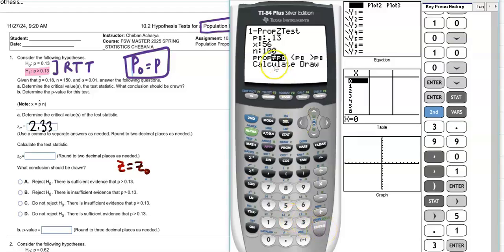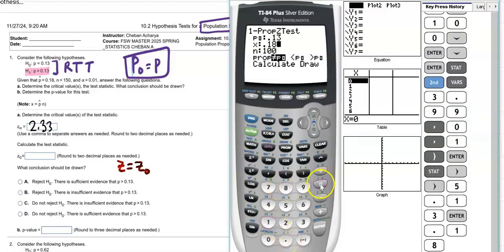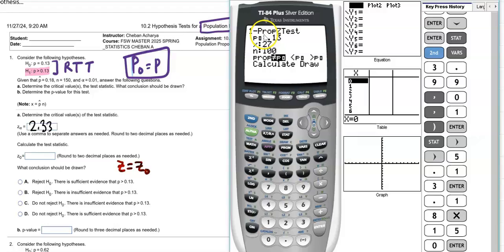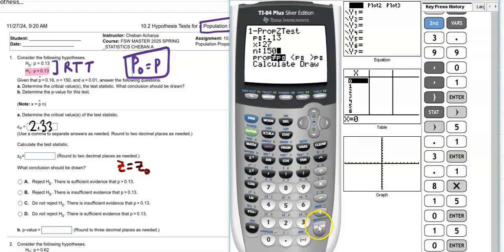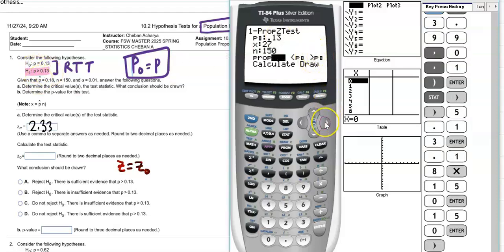It's going to be 0.13. Then the x value: I don't have the x value directly, but notice that x equals p hat times n. You multiply p hat and n, because you have p hat here. So you can type directly here: 0.18 multiplied by the n value, 150. That's the x value, and it simplifies to 27. N is 150. This is a right tail test, so you have to choose the option greater than here. Go to the third last one and press enter.